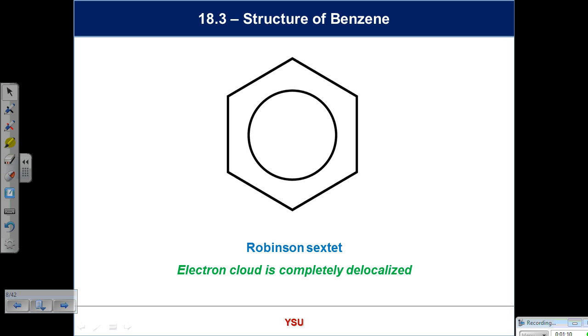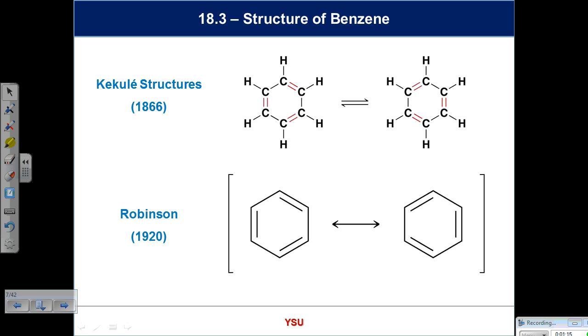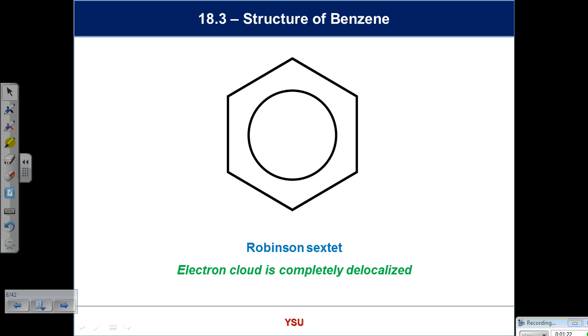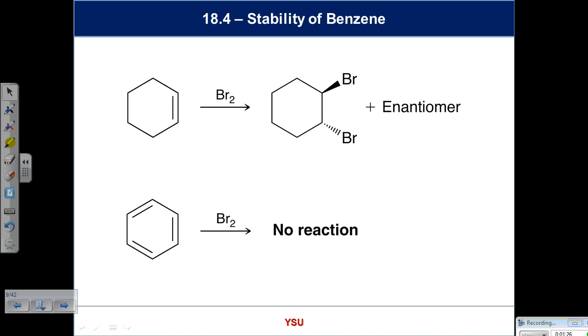And you'll see this a lot as you read. Organic chemists tend to draw it as a Kekulé structure. You'll see why when we get there and we start pushing those electrons around, we need to have some bonds to work with. So this Robinson sextet is a nice shortcut. You'll see that often. And we need to wonder about why this thing is so stable.